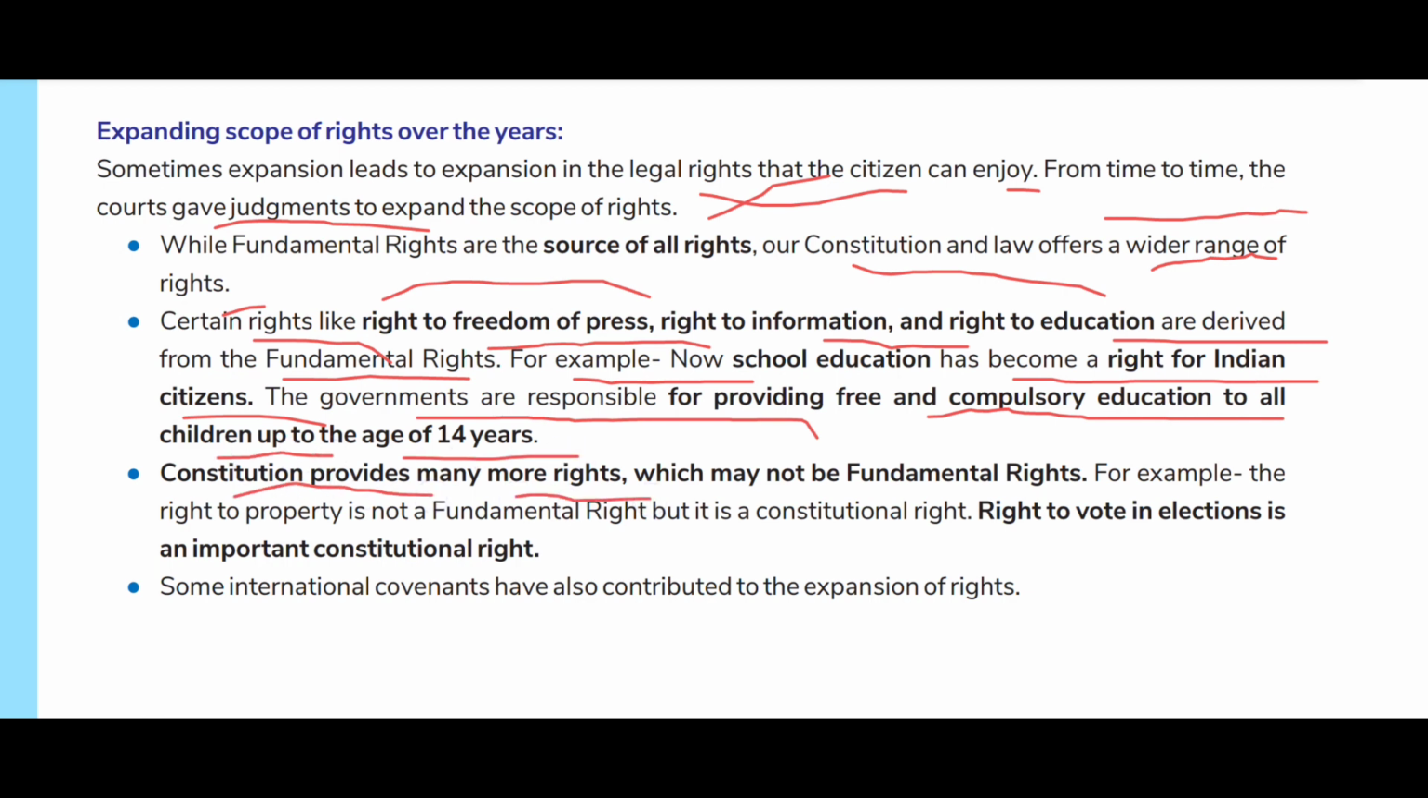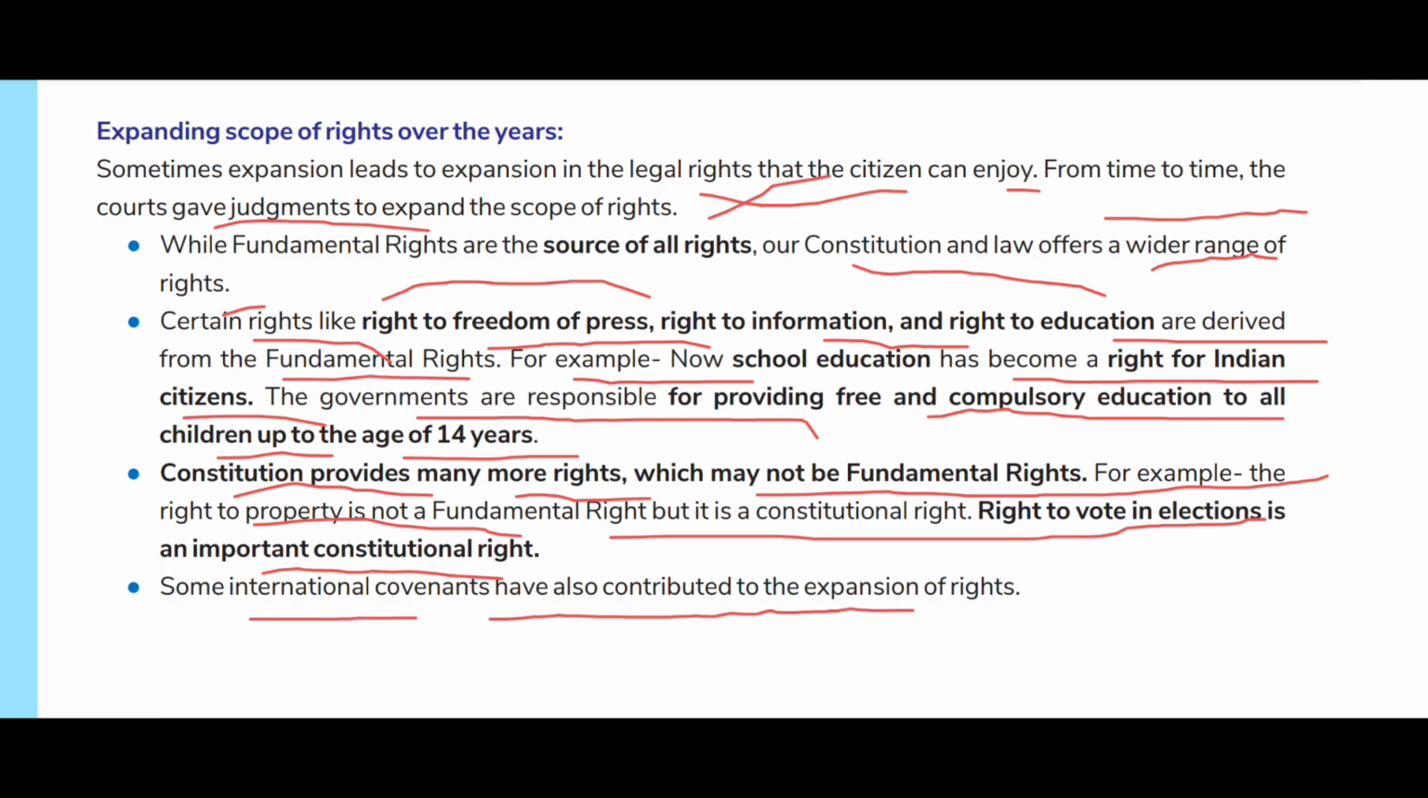The Constitution provides many more rights which may not be fundamental rights. For example, the right to property is not a fundamental right but is a constitutional right. Right to vote in elections is an important constitutional right. Some international covenants have also contributed to the expansion of rights.